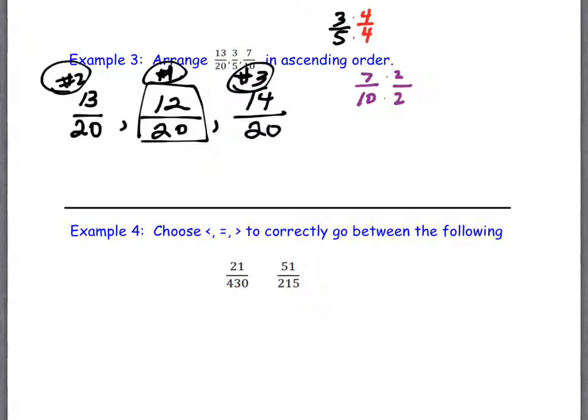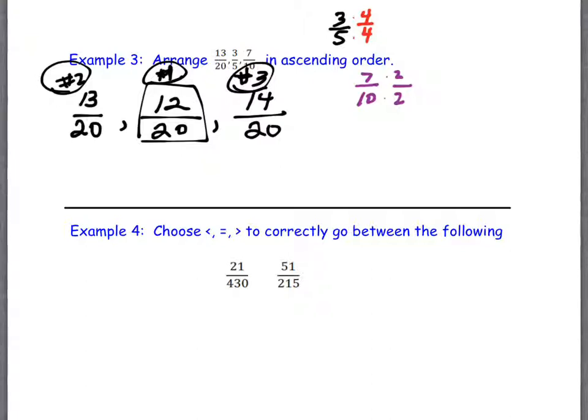Now, we need to make sure, though, that we answer the question the way it was asked. That is, I was originally given fractions that had denominators 25 and 10. So I'm going to use those fractions when I write the correct answer, the ascending order answer that I'm asked to find.